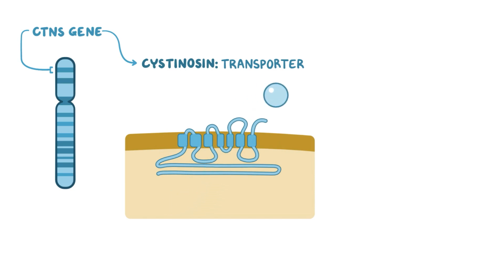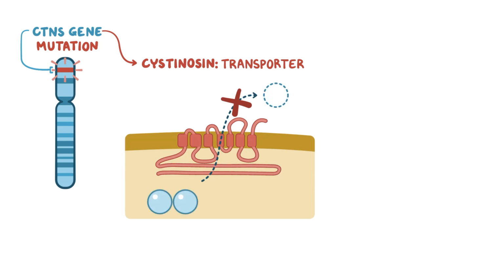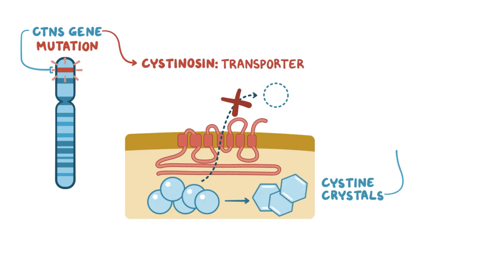Now, in cystinosis, any one of over 100 mutations can affect the cTNS gene, leading to a defective cystine transporter. Without a working transporter, cystine has no way of leaving the lysosome, so it accumulates, turning into cystine crystals in the process. Crystals that slowly damage organs, like the kidneys and eyes.